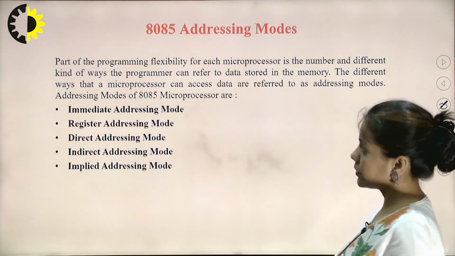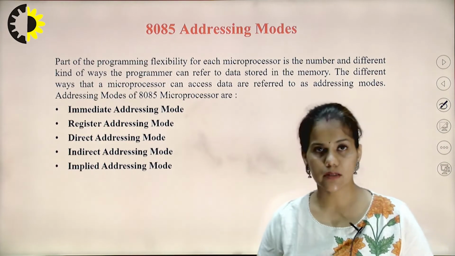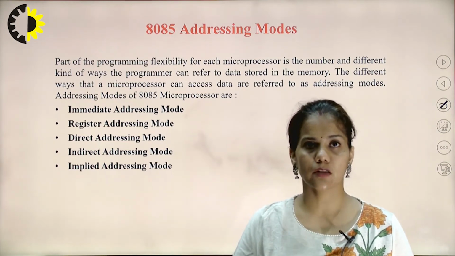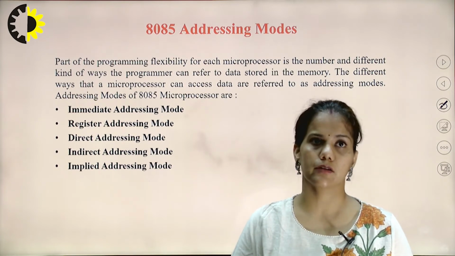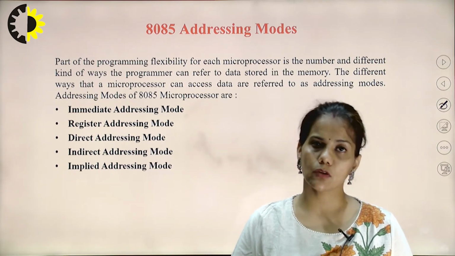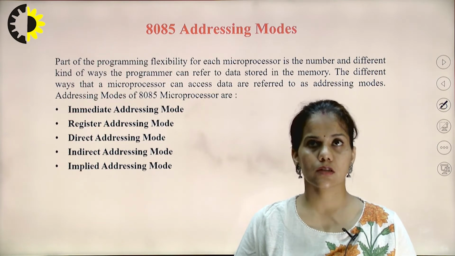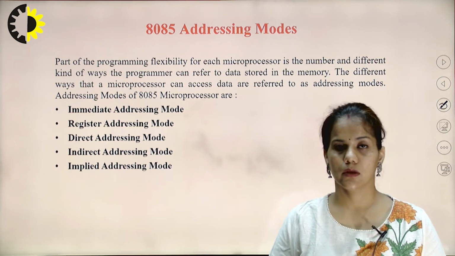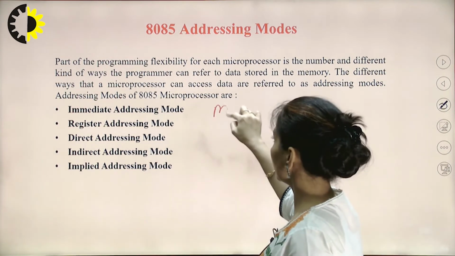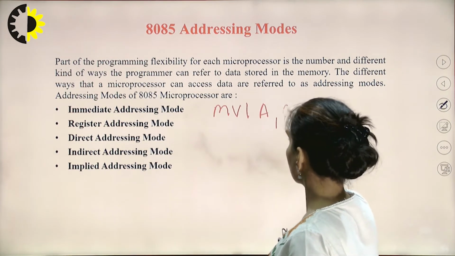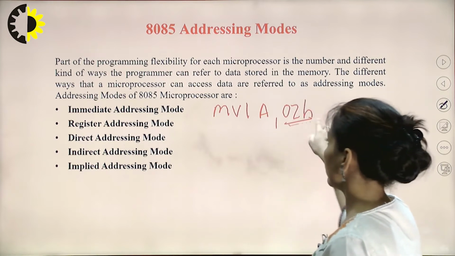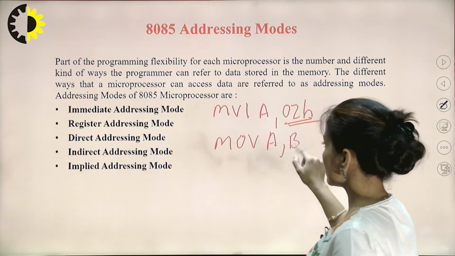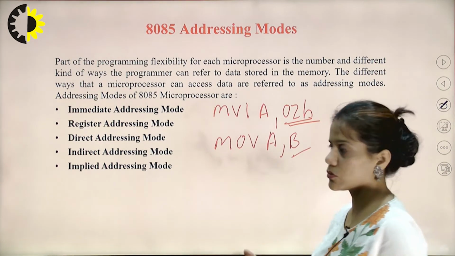Now we come to addressing modes. Addressing mode means the way of specifying the operand in the instruction. So whenever you look at any instruction, some instructions have operands with an immediate value, like we saw in MVI A, 02H. So this is the immediate value. But if we write MOV A, B, this is a register in which the contents are stored.